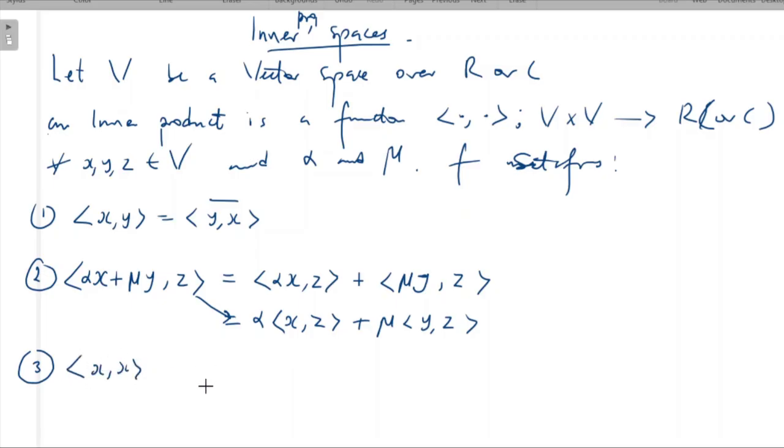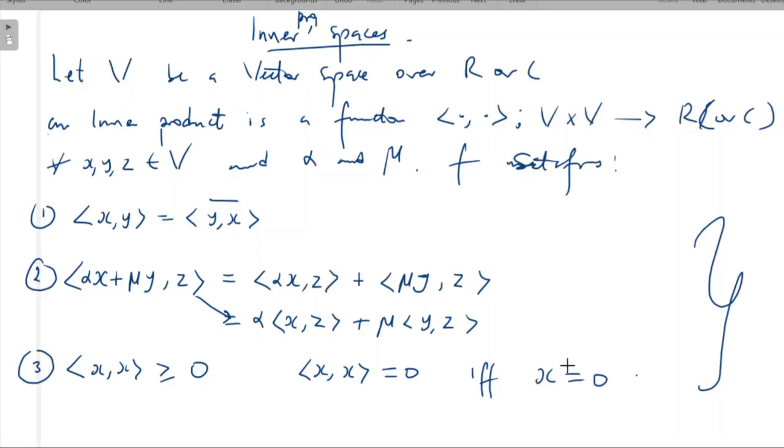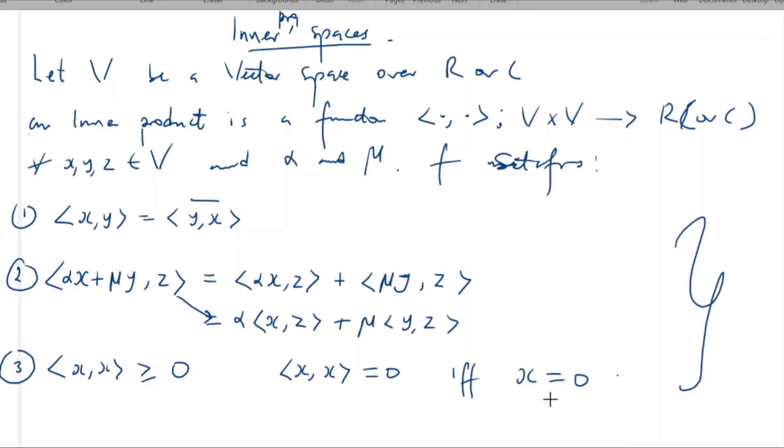Then number 3 is that of the inner product of x with itself. We call it positive definiteness, which means that the inner product of x with itself is greater than or equal to 0. And the inner product of x with itself is equal to 0 if and only if the vector is 0. So if you have those 3 properties, then the inner product space has been defined.